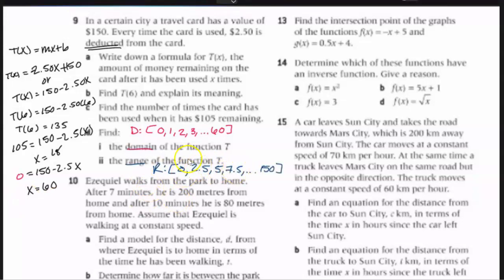Now in this case, do not increase by 1. It's not going to be 0, 1, 2, 3 because my range increases or decreases by 2.5. The domain increases by 1, so that's why it's 0, 1, 2, 3. So this one is 0, 2.5, 5, 7.5, and my max is 150 because that's the max my card will have.